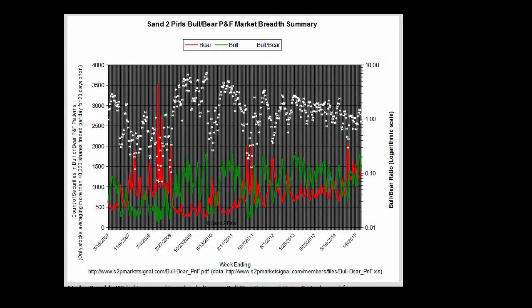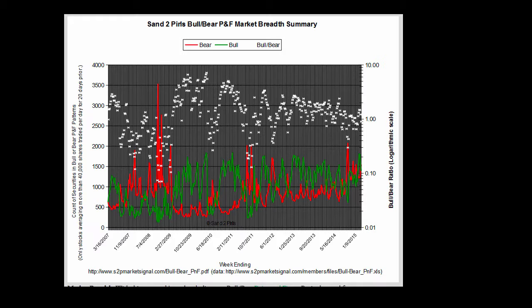2015. Market breadth. With this past week's market decline, our bull-bear point and figure ratio dropped from 1.22 to 0.90, falling into bearish territory. The total count of securities in bullish or bearish patterns fell 1% to 2,937. The count of bearish stocks increased 16%, while the count of stocks in bullish patterns decreased 15%.